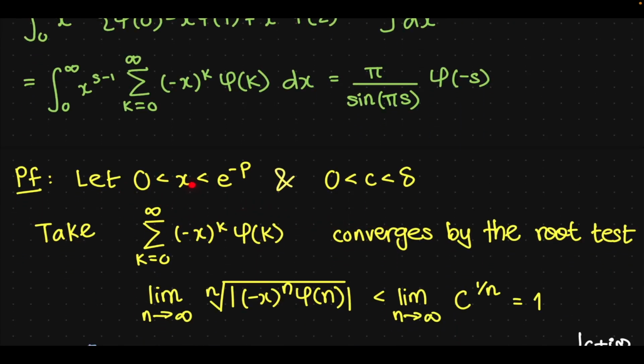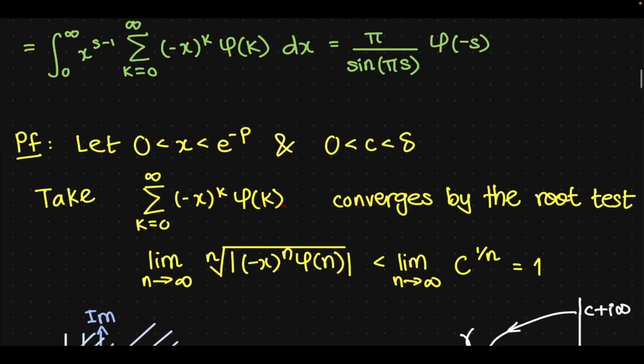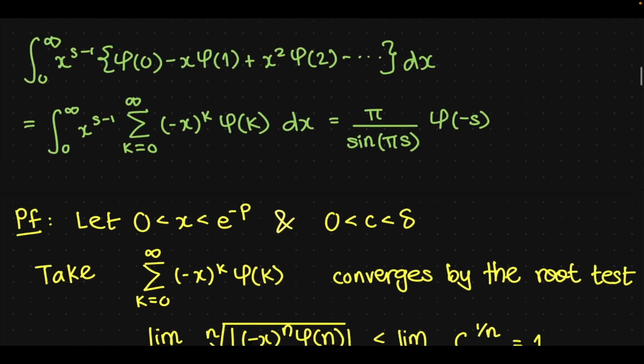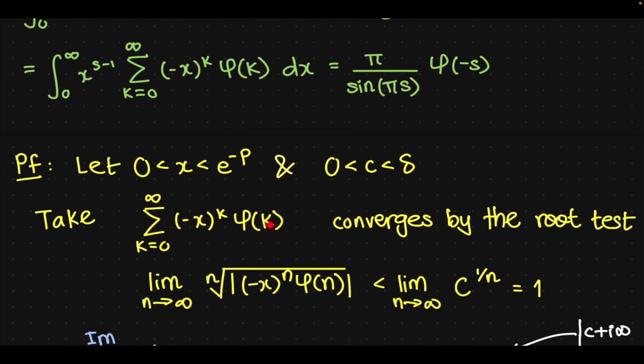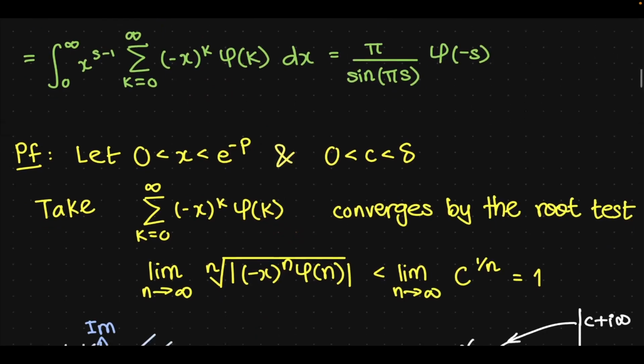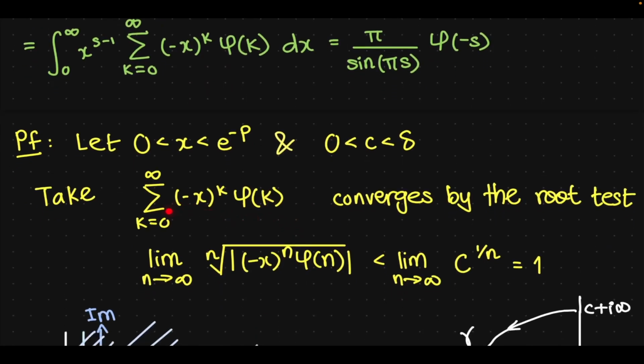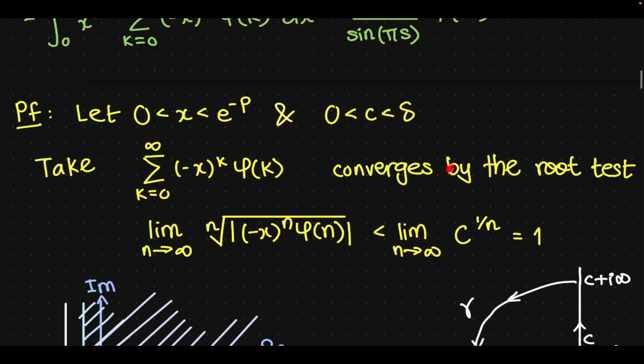Let x be such that x is greater than 0 and less than e to the minus p, and let c be such that it's greater than 0 and less than delta. Because this sum is going to be inside the integral, let's first check that the sum converges, otherwise the integral doesn't really make sense. So to check if the sum from k equals 0 to infinity of minus x to the k phi of k converges, we can use the root test.